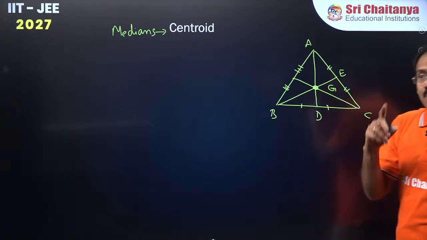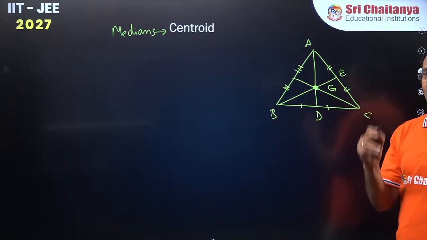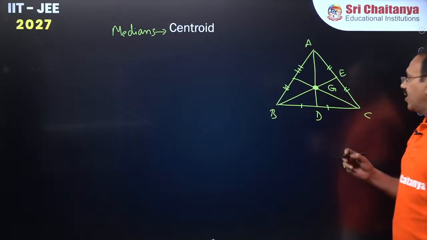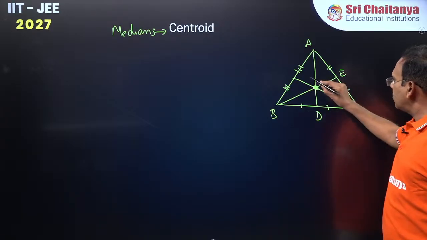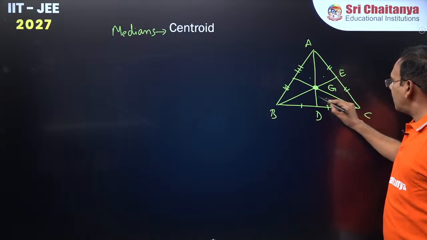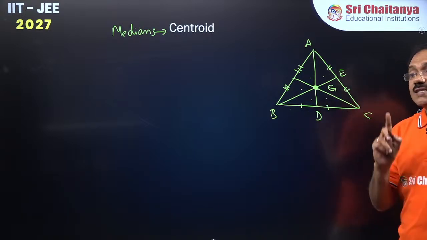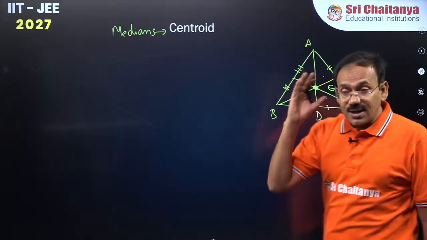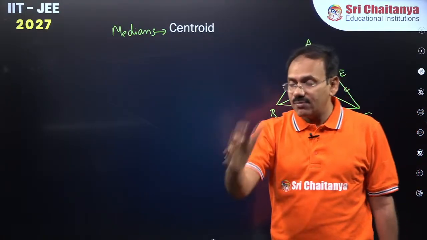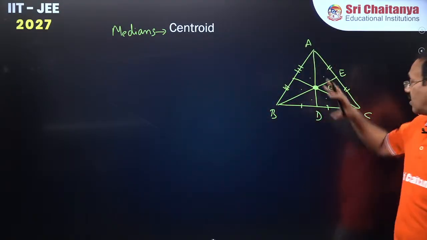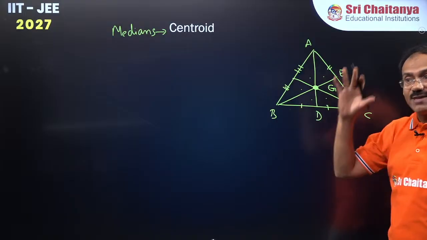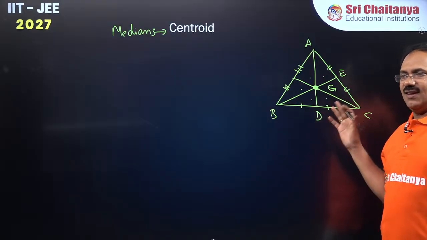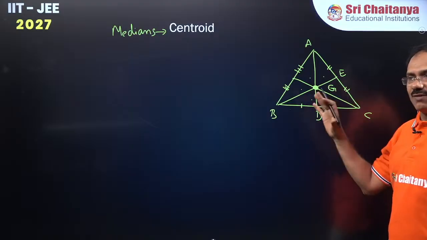Here is one more important point, dear students. Here you can see 1, 2, 3, 4, 5, 6 smaller triangles. All the 6 smaller triangles will have equal area. That is a beauty. It's really nice.